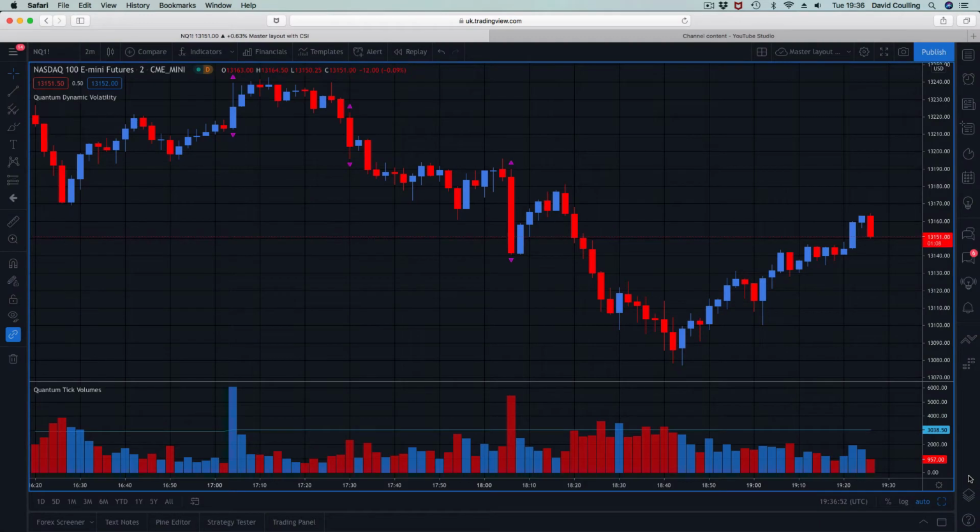I've been meaning to do a video on the TradingView platform for the volatility indicator for some time, so here we are. This is on the NQ. We're on the 2-minute time horizon, and I've got the quantum tick volume here at the bottom of the chart as well.